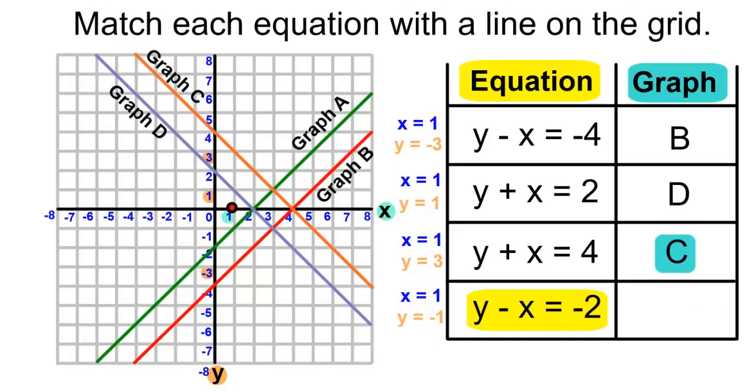Now we'll plot on the graph. Y is negative 1, which is right here. Plot the point. X is 1, and Y is negative 1. And that leads us to graph A. Now each equation has been matched with a line on the grid.